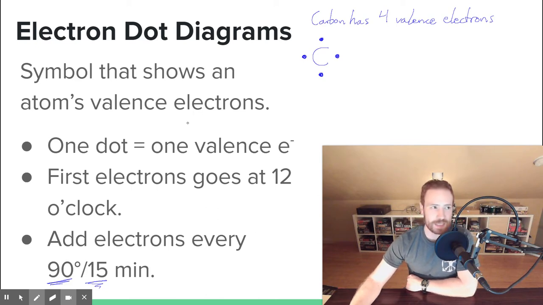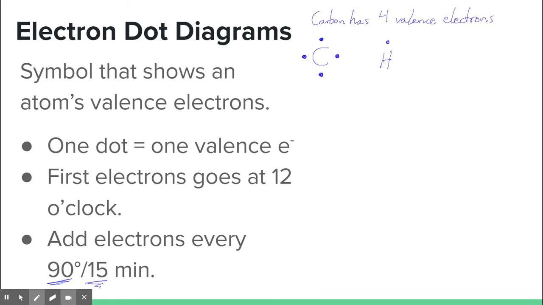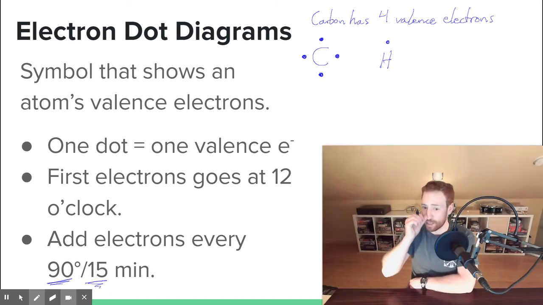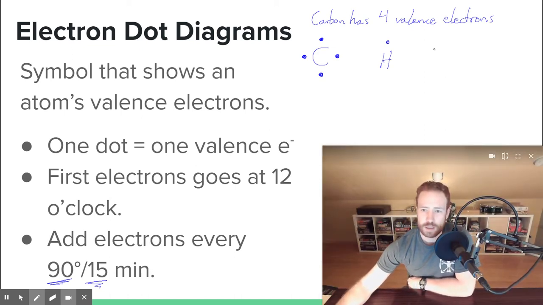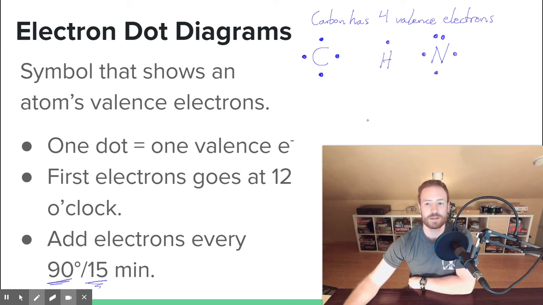So what about something like hydrogen, which only has 1 valence electron? Well, it's just going to have 1 dot above it. What about something like nitrogen that has 5 valence electrons? What are we going to do there? Well, we're going to follow the exact same rules. First valence electron goes up here, second goes here, third goes here, fourth goes here. Uh-oh, where does the fifth go? Well, you keep just following the same exact rules. You go another 90 degrees and you put the fifth one right here.